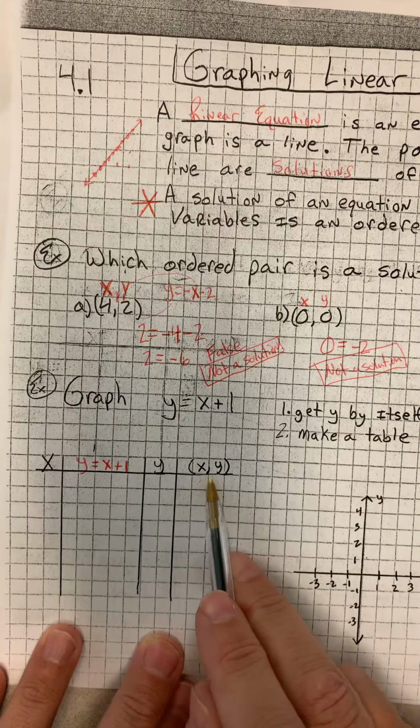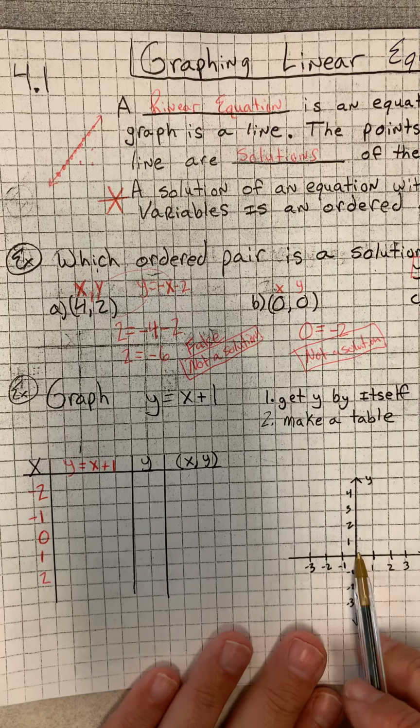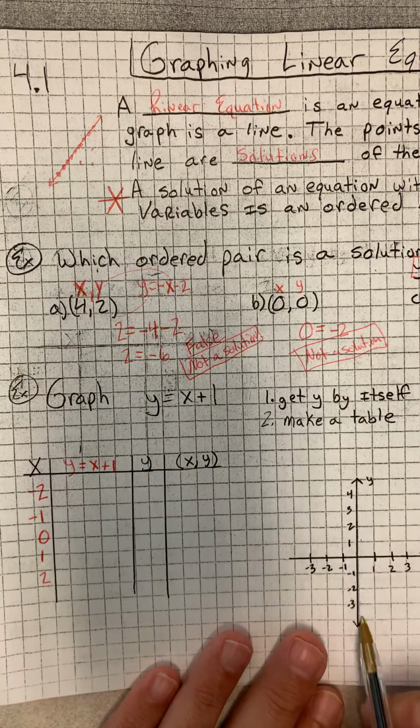I'm going to use -2. I'm going to use -1. I will use 0. And I will use +1. And I will use +2. Why did I just pick those points? Well, if x is -2, that's going to give me what's happening with this line over here. -1 will give me what's happening over here. 0 is going to be right at the origin, what happens at the y-axis.